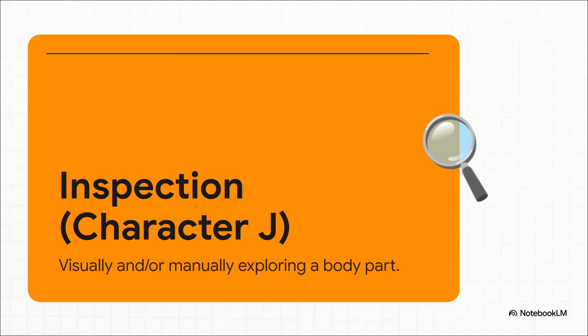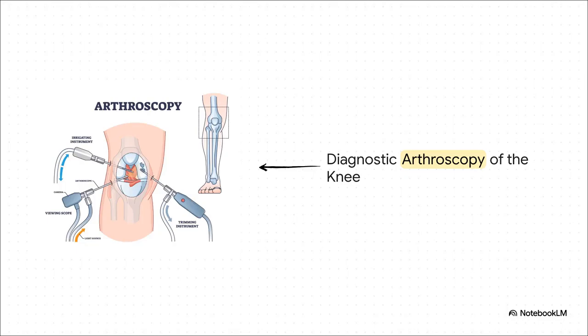Let's kick things off with inspection, which is character J. The definition here is straight to the point, right? It's simply visually and/or manually exploring a body part. You use this when the absolute sole objective of the procedure is just examination, nothing else. Take a look at this diagnostic arthroscopy of the knee. It's a perfect illustration of this concept. You can see the camera scope entering the knee joint for visual exploration.